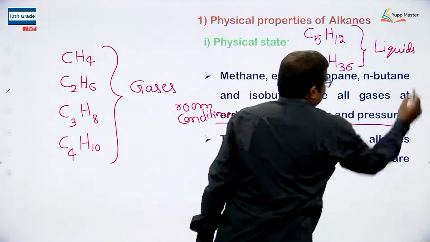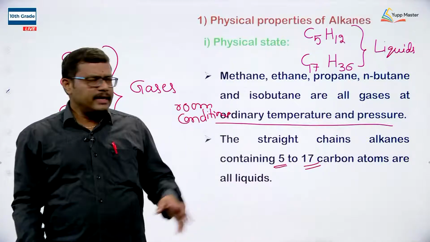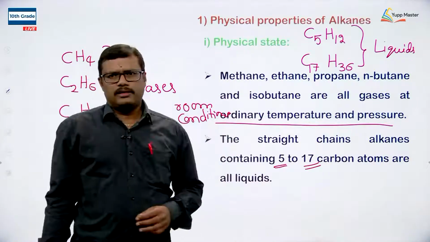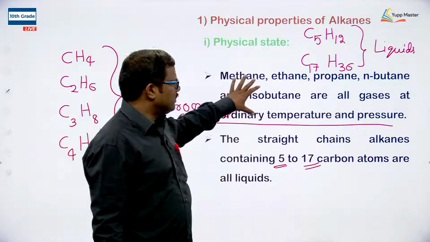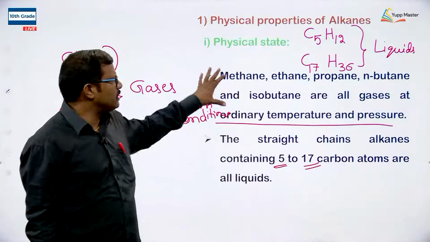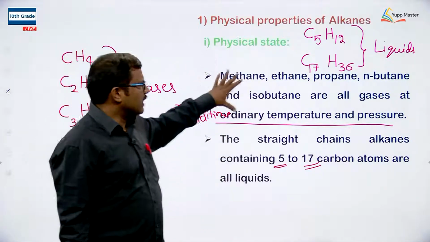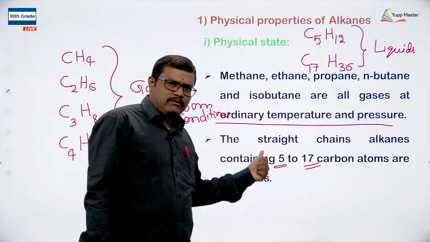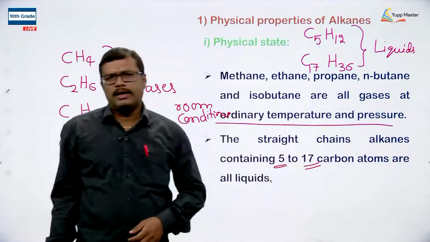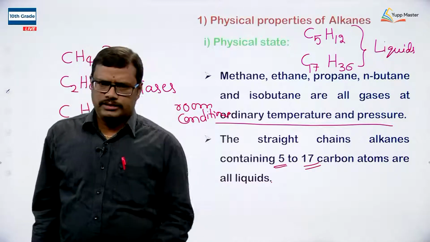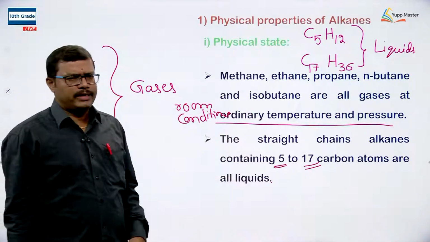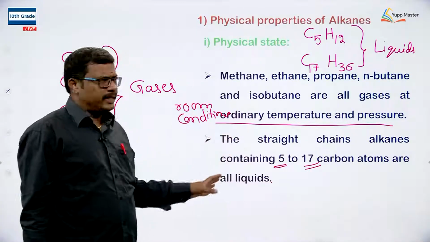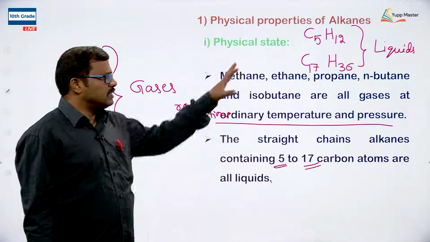all these alkanes are liquids. So, the initial members of the alkanes are gases, but the middle members, that is alkanes having 5 carbons to 17 carbon atoms, are all liquids at room conditions of temperature and pressure. Under room conditions, they exist in nature as liquids.